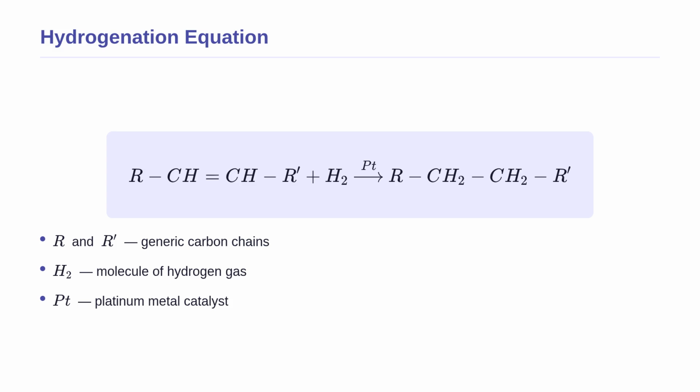This concept leads us directly to the chemical equation for catalytic hydrogenation. The formula shows an alkene reacting with hydrogen gas over a platinum catalyst. The symbols R and R' represent generic carbon chains attached to the central double bond. H2 represents a molecule of hydrogen gas, and Pt stands for the platinum catalyst. When the reaction occurs, the double bond breaks open and two hydrogen atoms attach to the carbons. If you increase the amount of hydrogen gas, more of the reactive alkene will be converted into the stable alkane product.